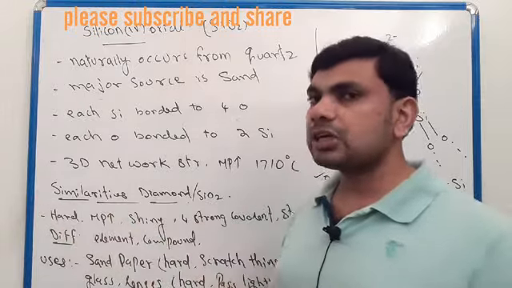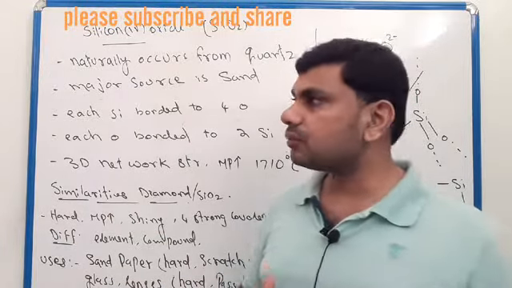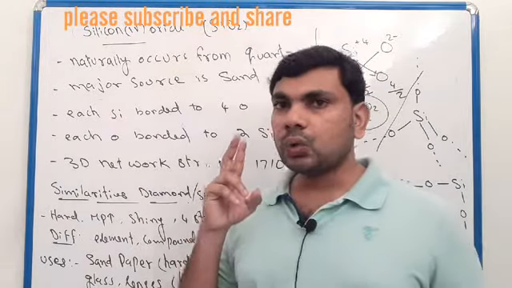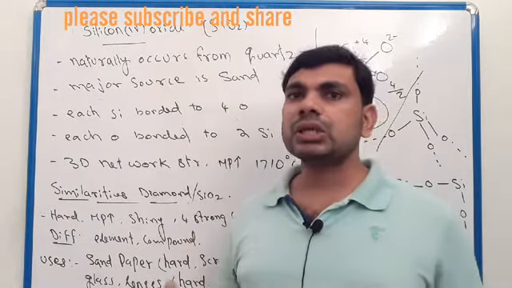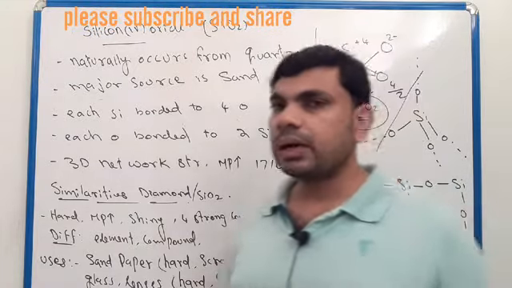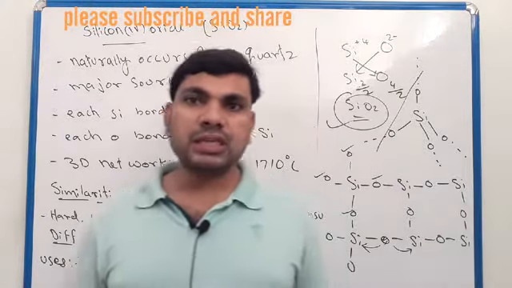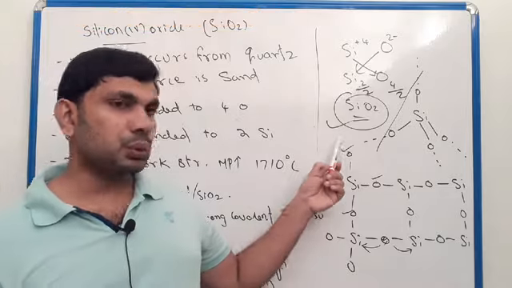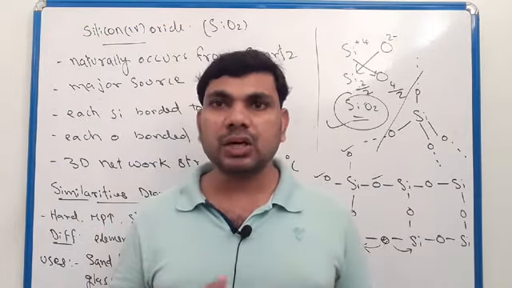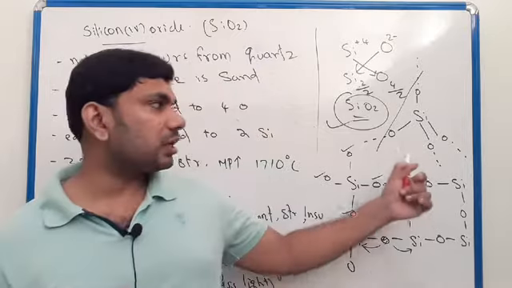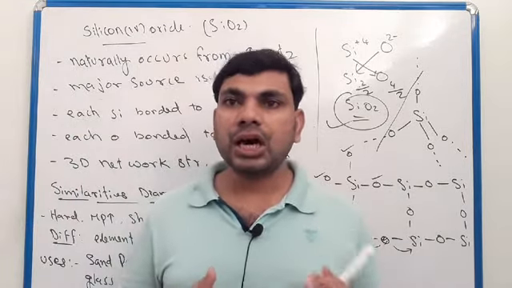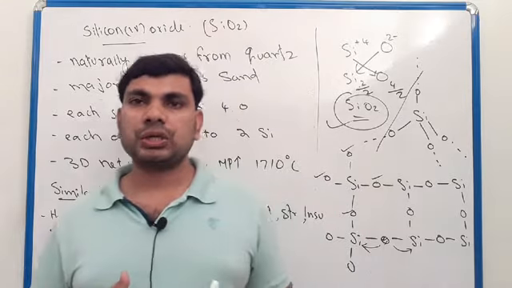Each silicon atom makes 4 strong covalent bonds with 4 oxygen atoms. Each oxygen atom makes covalent bonds with 2 adjacent silicon atoms. That's why the formula of silicon oxide is SiO2. Similarities between diamond and silicon oxide: they have a tetrahedral structure, they have high melting and boiling points, they are shiny and insulators.